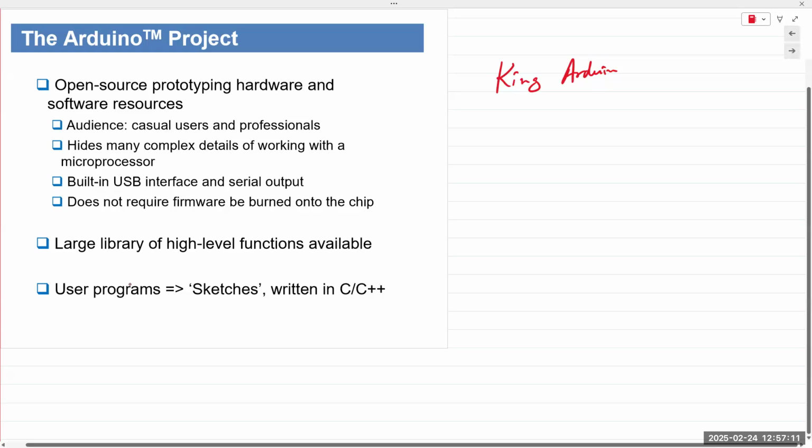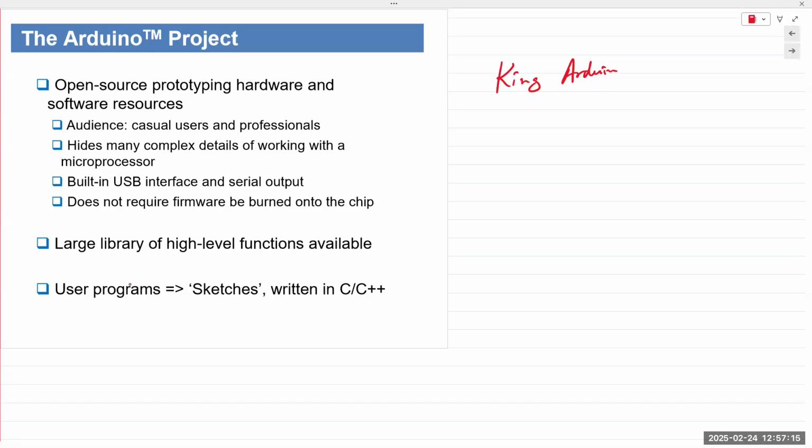But I'm going to say there's a huge community out there worldwide that creates projects based on this Arduino microcontroller. So there's a large library of high-level functions available. You can simply download them, implement it without knowing any programming language whatsoever, and just build your own project. These user programs are written in C or C++. But again, there are many programs that are available out there. You can simply copy paste and start learning that way.